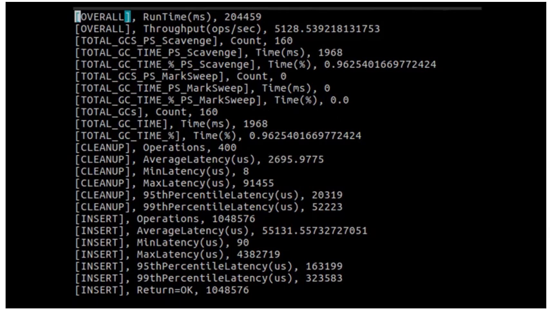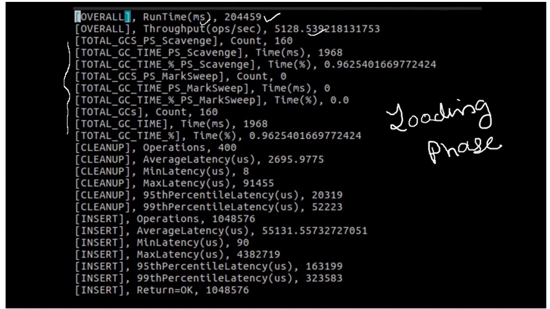This is a simple screenshot of the loading phase, in which we insert the data into the database. Here we can see the runtime, which is in milliseconds. We have the throughput in operations per second here. And we can ignore this part.